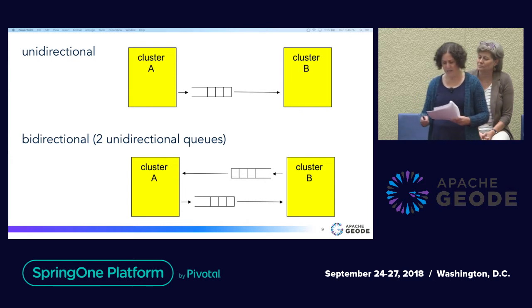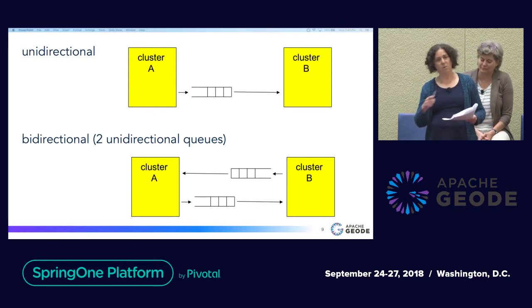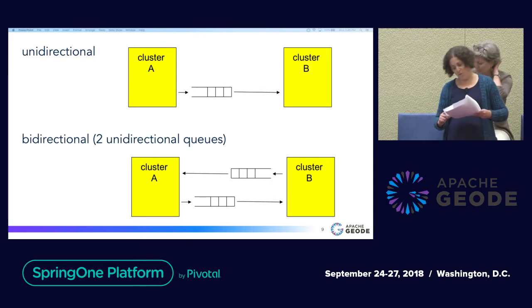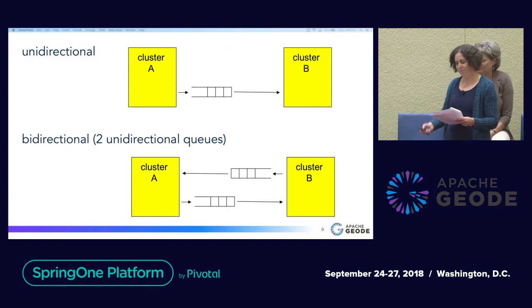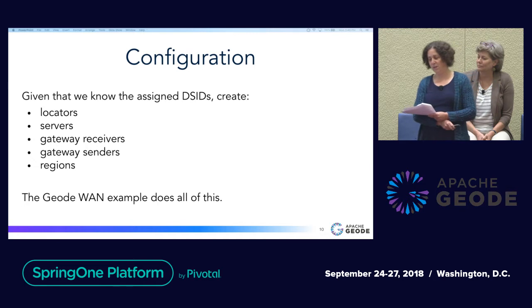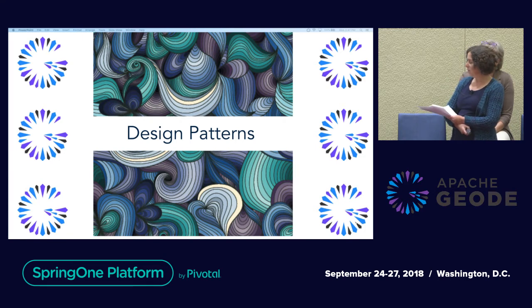For the remainder of this presentation, we're using simplified diagrams that show the gateway sender and gateway receiver as if they were one component. And I wanted to note that data can be propagated unidirectionally from one cluster to another, or we can configure 2 unidirectional queues to implement a bidirectional system. We'll cover configuration in the example demonstration. You'll see this soon. Okay, those are the basics of how WAN distribution works. Now let's use this to see how the feature implements interesting design patterns.